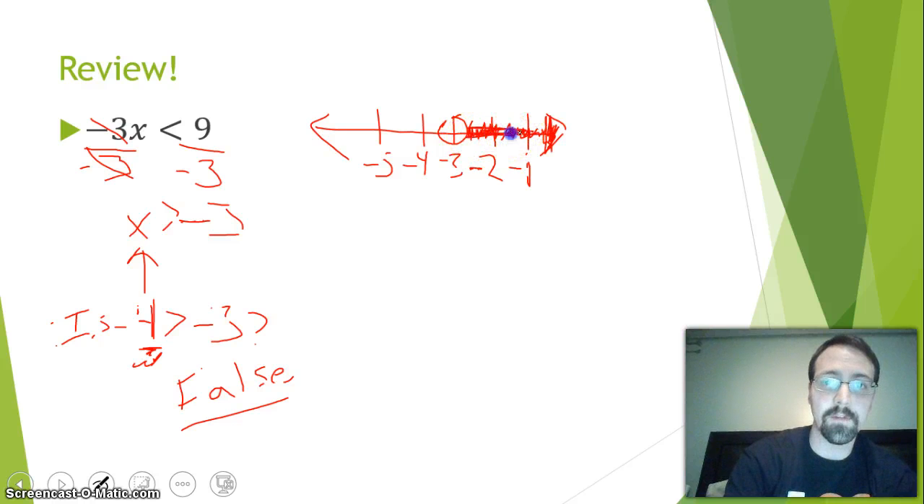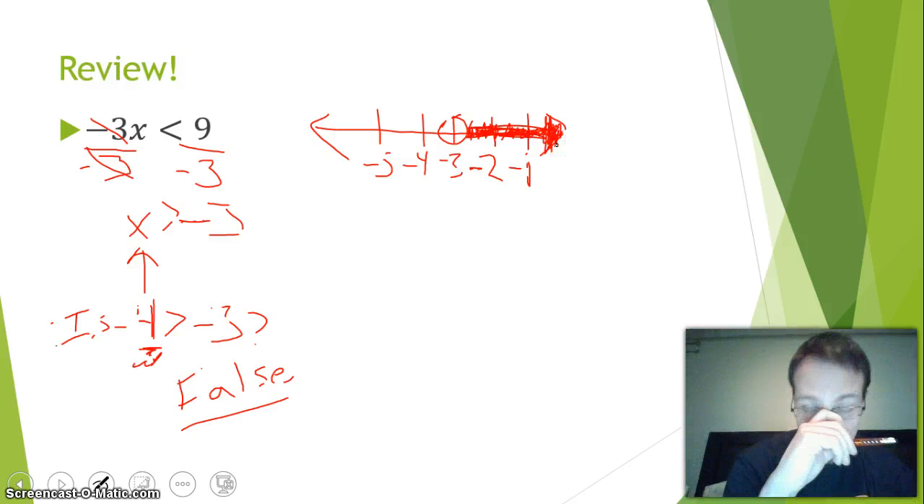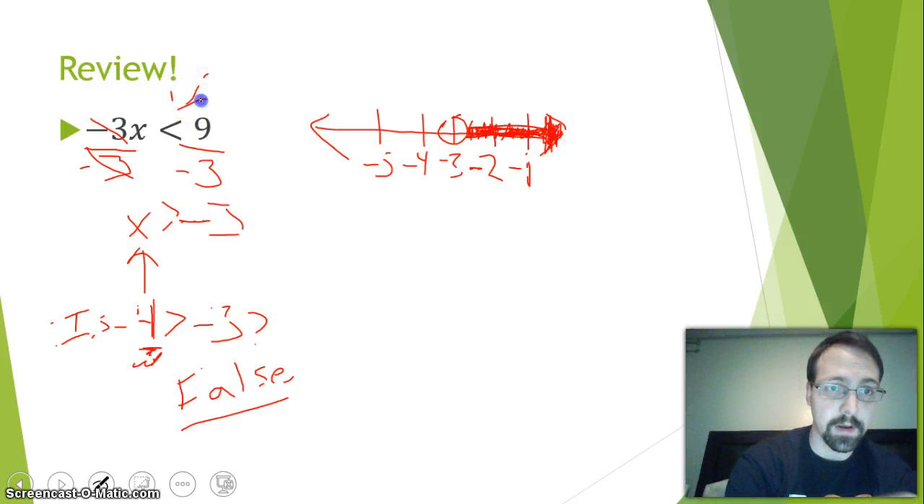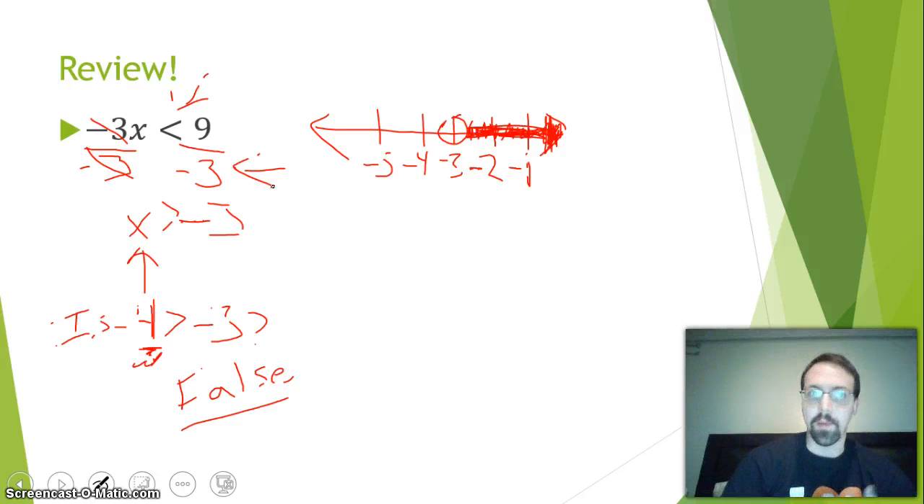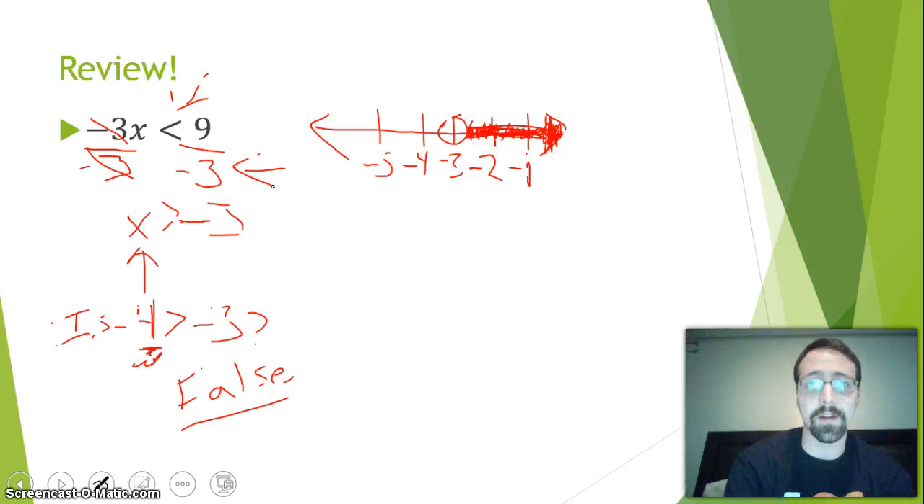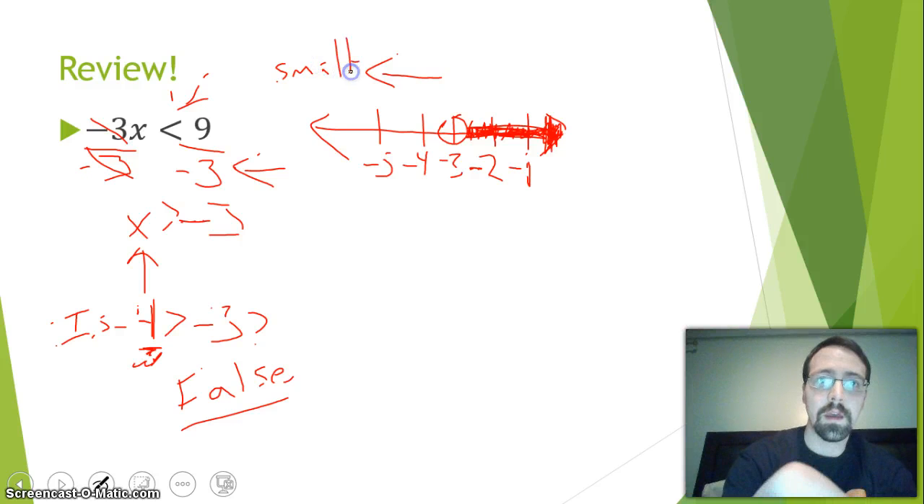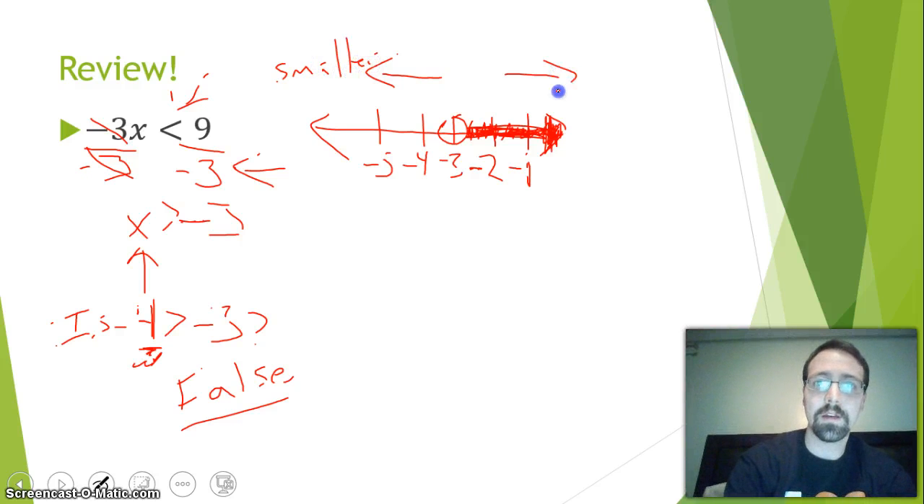So the review part with this for you guys was mostly the negative. So you guys understood whenever we multiply or divide by a negative number, we got to flip our inequality. So notice the number on the bottom was negative. A lot of you guys' homework, that was a common mistake, so I hope that helped with that. The other part is just recognizing which numbers are bigger and smaller. As you go to the left on the number line, your numbers get smaller. And as you go to the right on the number line, your numbers get larger.